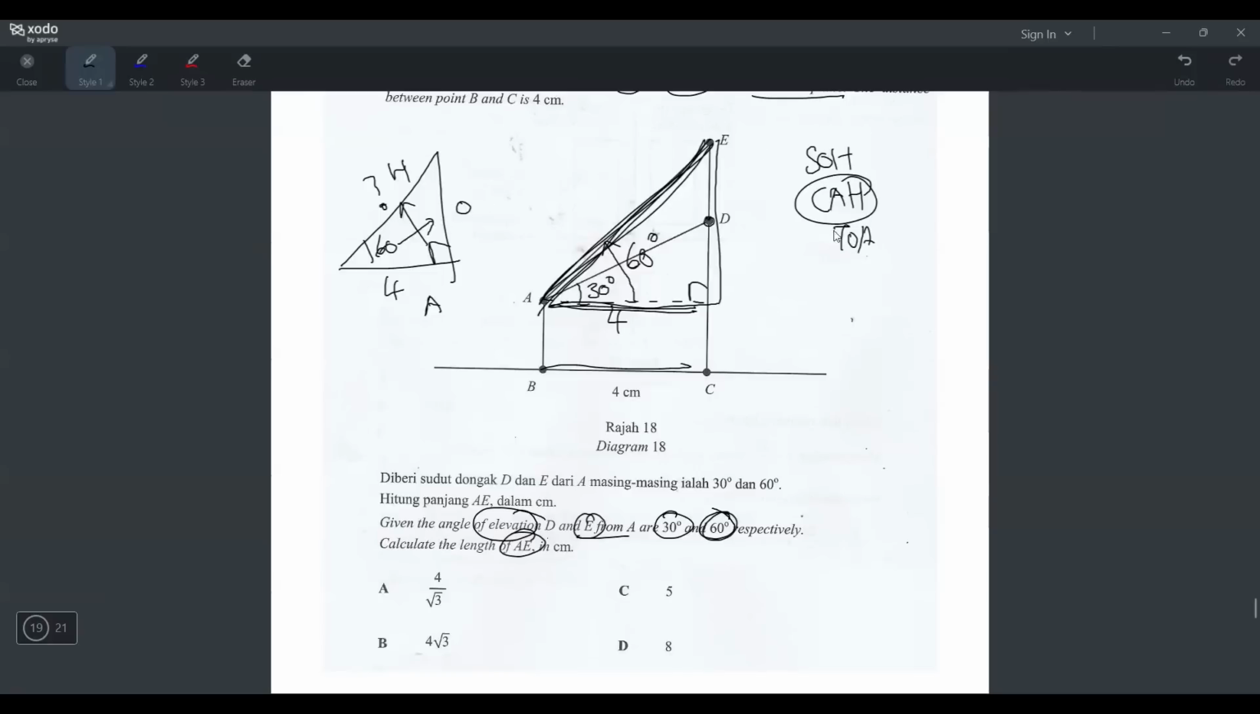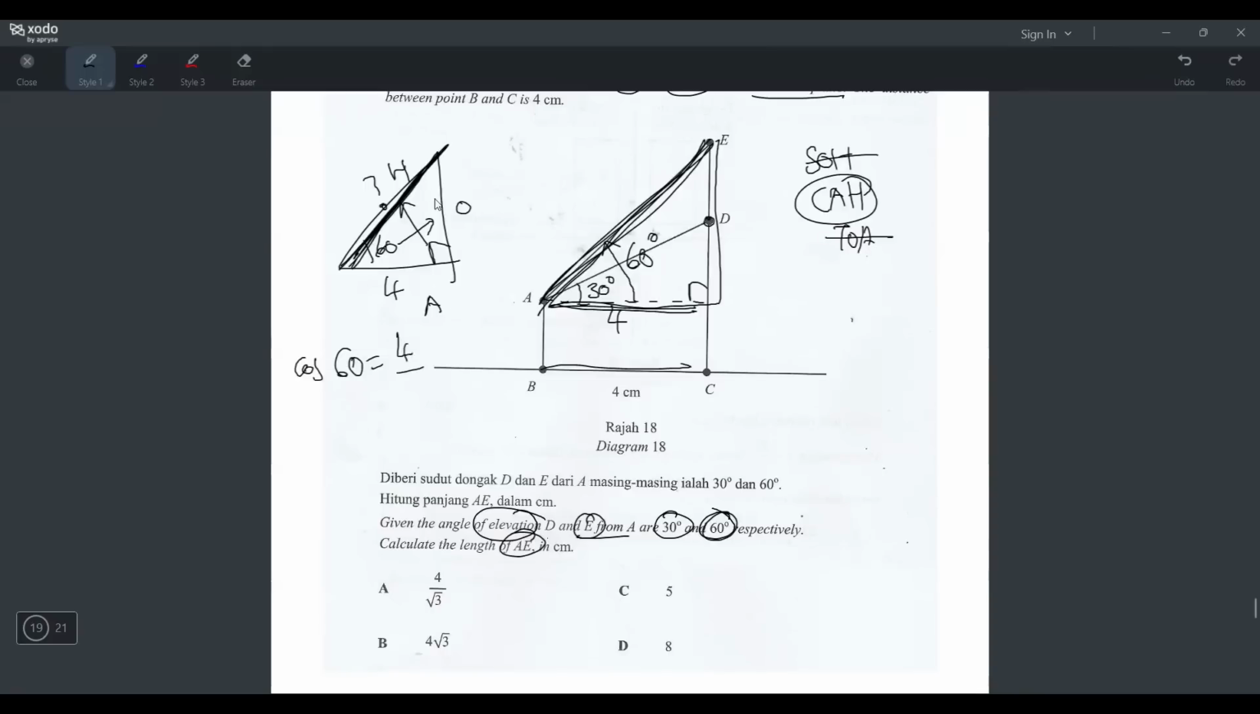Tangent pun tak boleh. Sebab kalau you guna tangent, you are finding O lah. You are finding O if you use tangent. But that's not what I want. The final answer asks for this. The soalan asks for hypotenuse. So it doesn't make sense to use tangent or sine. So use cos. So dia akan jadi cos 60 sama dengan adjacent over hypotenuse.